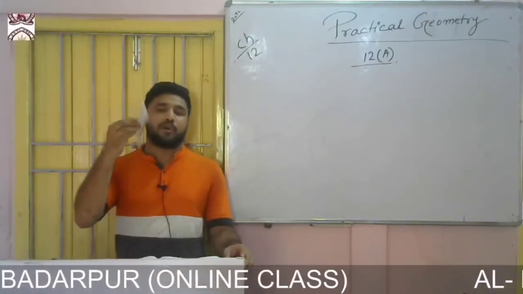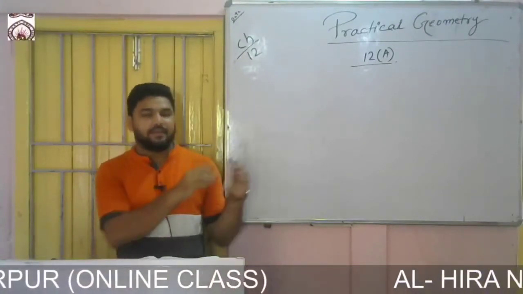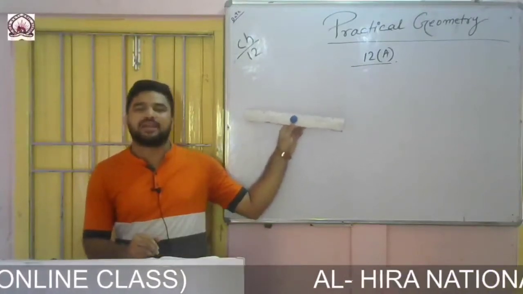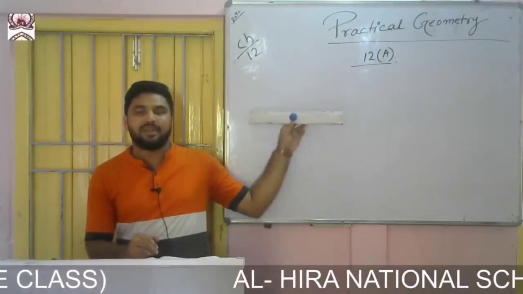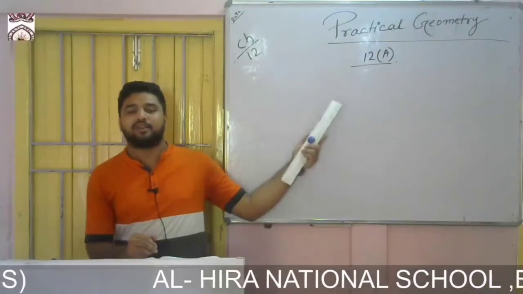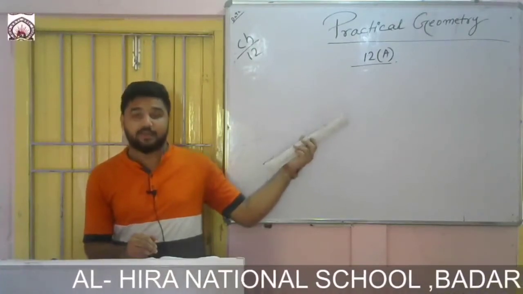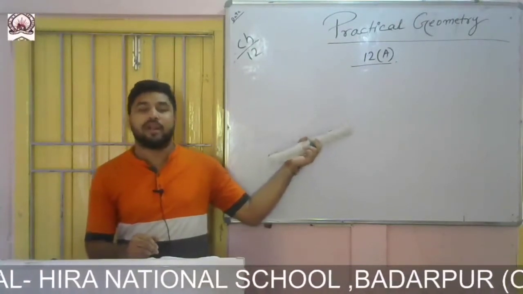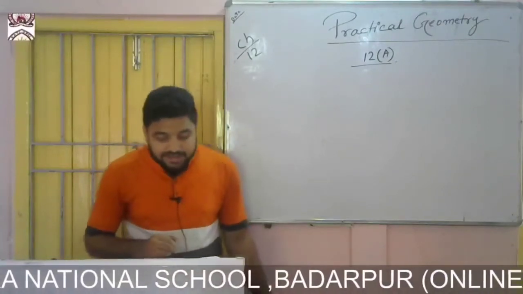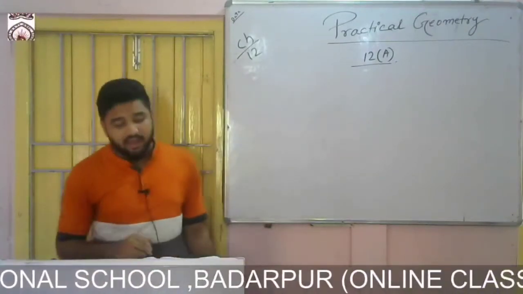By using your ruler, and by taking the points, you have to draw a line segment AB, naming it AB. The length is 6.8 centimeter. The measure of this line segment will be 6.8 centimeter. Take any point P outside it.